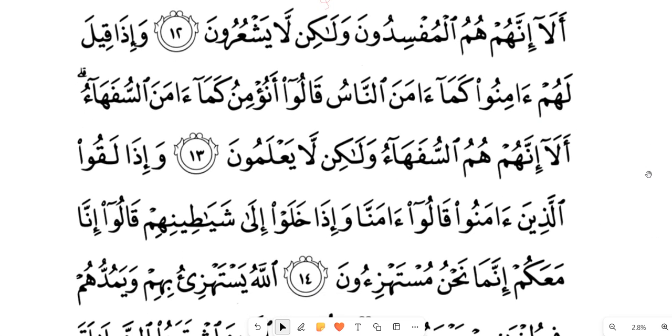Yes, we do this here now. Ala. Now this is starting. This is hamzatul qata. Ala inna. Again you are pronouncing this is qata. Humul mufsidun. Directly to lam. So this is from the wasl. ولكن لا يشعرون. وإذا قيل لهم آمنوا.